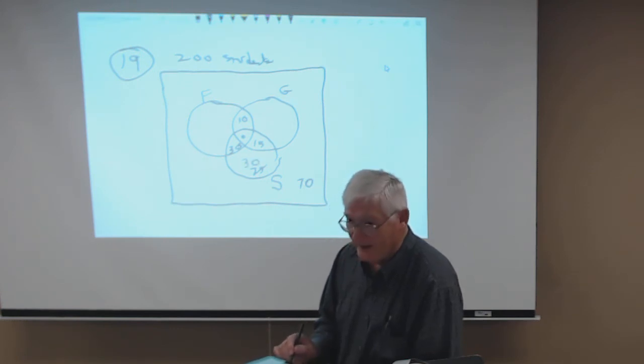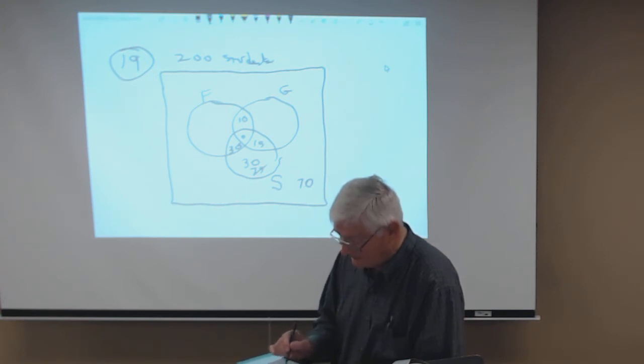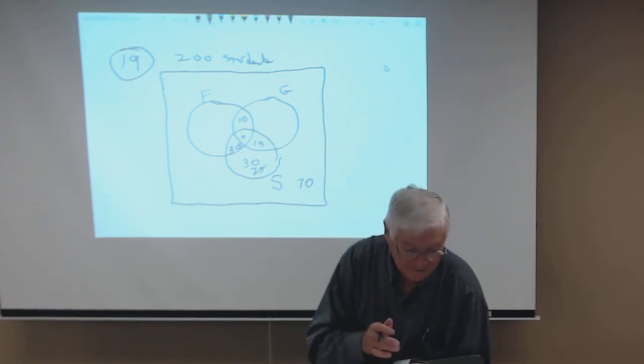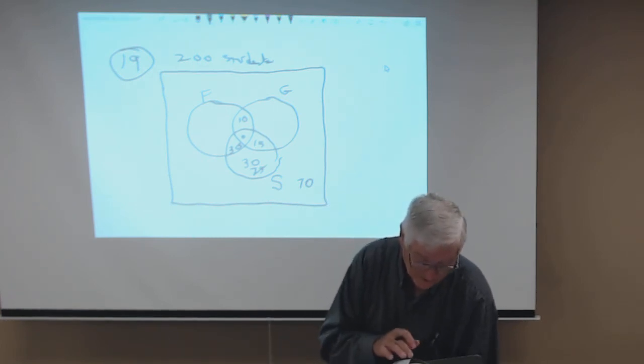30 are just taking Spanish. And 30 more are taking Spanish and French, and 15 are taking Spanish and German, and that means 75 people are taking Spanish. You follow that? Now did you check that one off so you're not getting lost here?